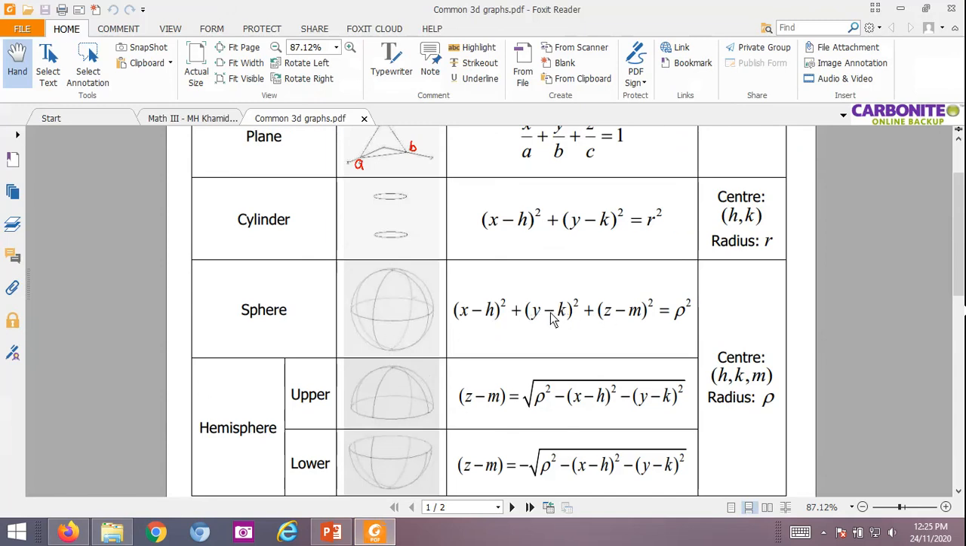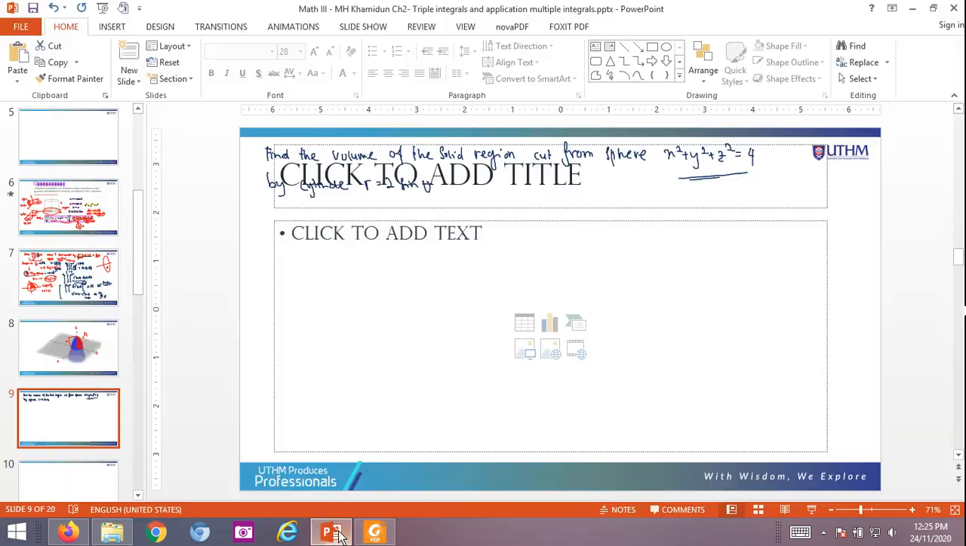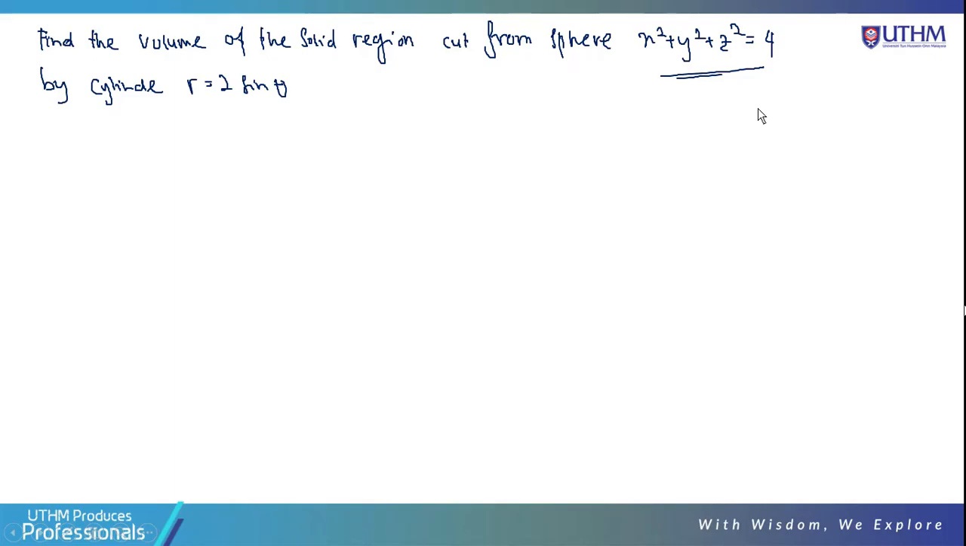So this one lah, x square plus y square plus z square. So h, k, m represent for center lah. Kalau kosong, x square plus y square plus z square equal to rho square. Rho square is the radius, yang ke atas ni tinggi dia mana. Okay, radius for the sphere. So rho dia adalah sini. Back to the question. So this one rho square 4, so rho 2. Okay, 2.